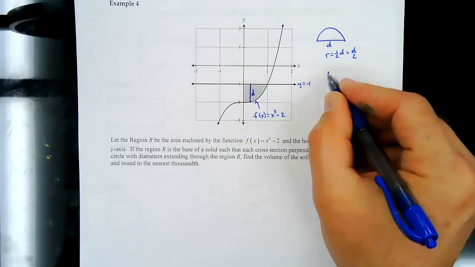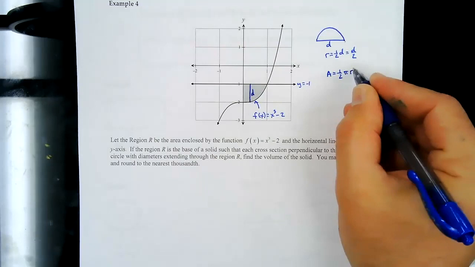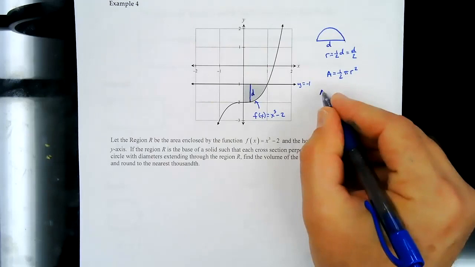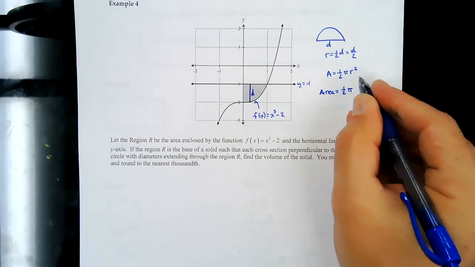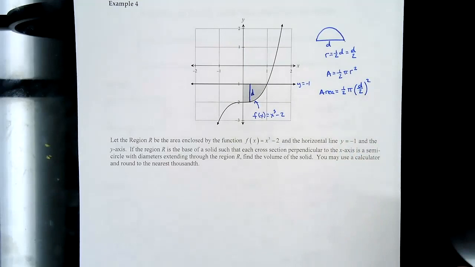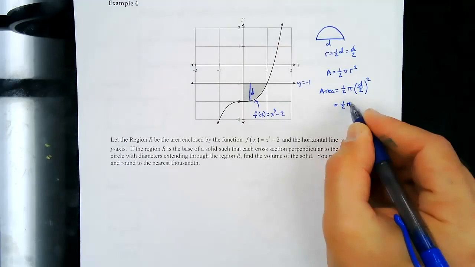And so my area is 1/2, because it's a semicircle, pi r squared. And then I'm just going to replace r with this d over 2. So my area is equal to 1/2 pi times d over 2 squared. And you could clean this up a little bit. This would be 1/2 pi times d squared over 4.